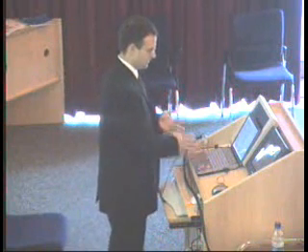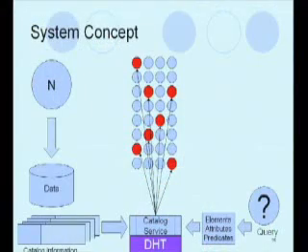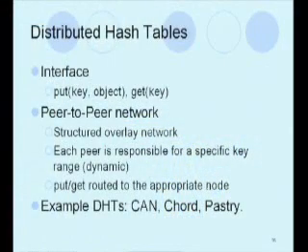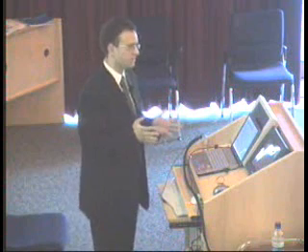And in this part of the work, I propose building the catalog service using distributed hash table technology. So what are distributed hash tables? They're basically hash tables that have an interface that allows you to put an object using its key and to get it back using its key. Specifically, those hash tables are implemented as a peer-to-peer network, as a structured overlay network, in that neighbors choose specific nodes as neighbors. Each peer in this network is responsible for a specific key range, which is dynamic, and put and get are routed to the appropriate node.